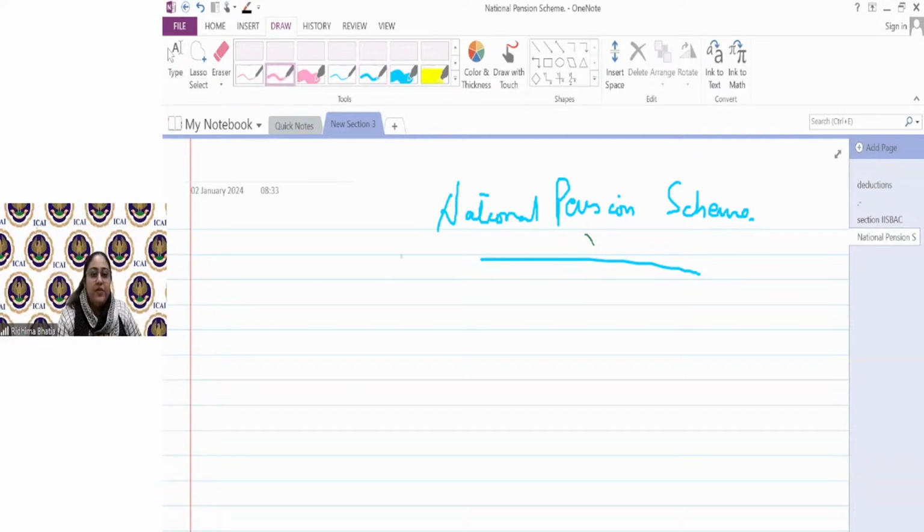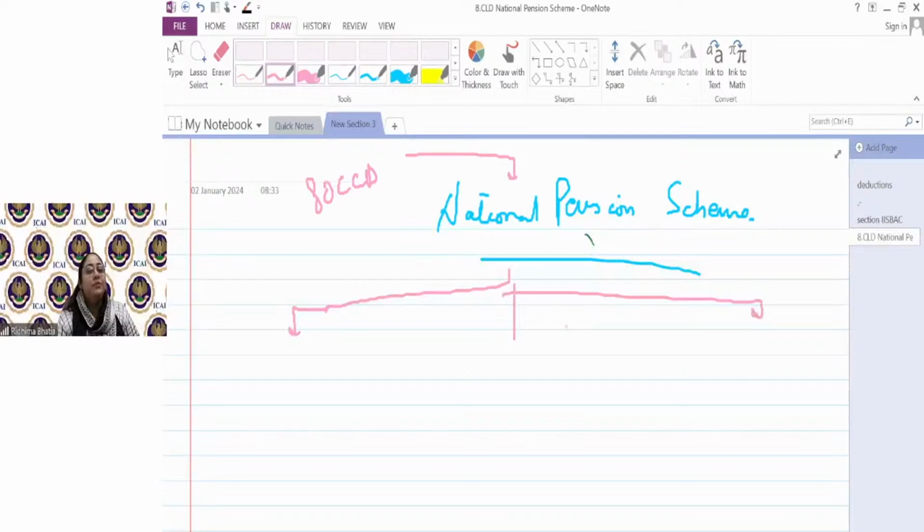What are the benefits? Guys, to understand the National Pension Scheme, we have to understand the section which is 80CCD. In 80CCD you get the benefit for National Pension Scheme. But here also we will understand 3 subsections differently. One is 80CCD subsection 1. One is 80CCD subsection 1B. And one is 80CCD subsection 2.